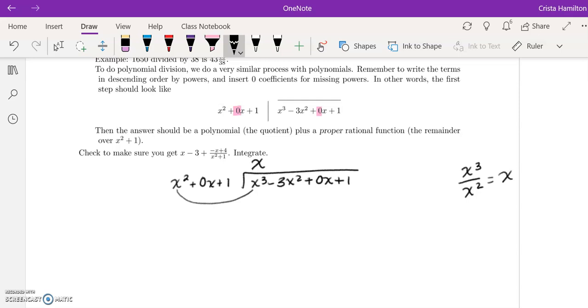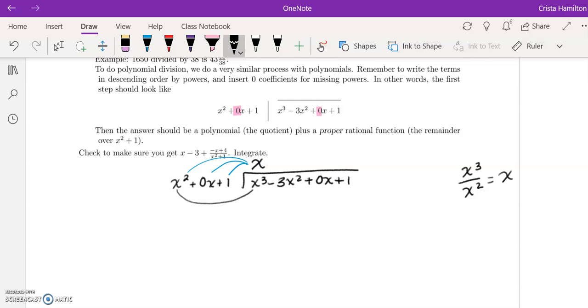We add that up to the top there. What we're going to do is then multiply, I'm going to do it in blue, this times each of these. And we're going to line them up underneath exactly where the degrees and the powers match up.